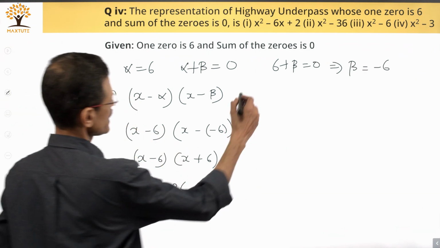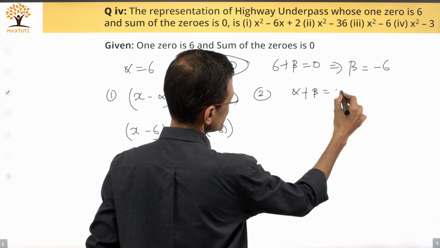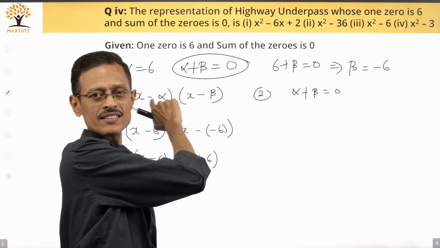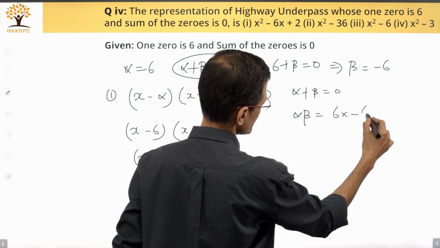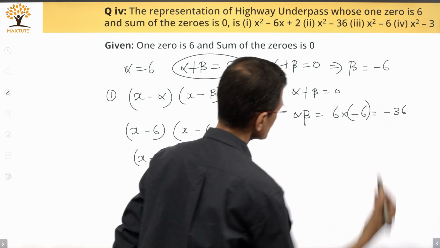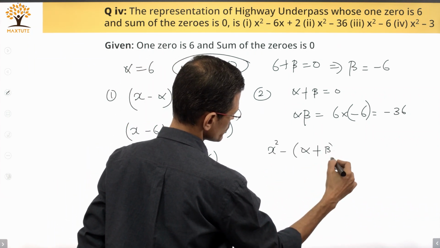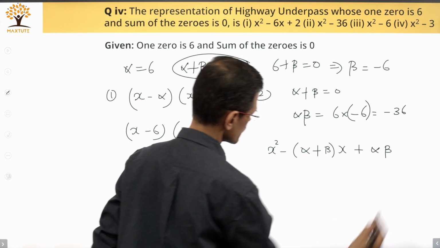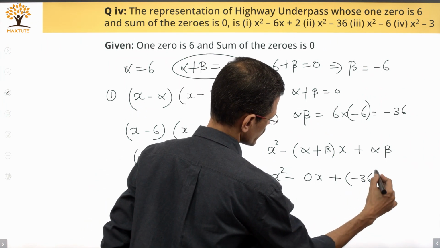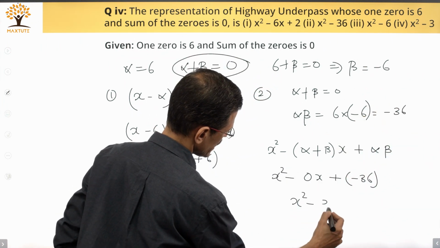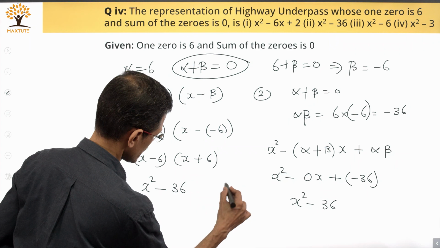This is method 1. Second method: we know the sum of the zeros alpha plus beta is equal to 0. We have found out the zeros as minus 6 and 6; 6 given to us, minus 6 we have computed. So the product of the zeros is equal to 6 times minus 6, which is equal to minus 36. Now the quadratic polynomial is going to be x square minus sum of the zeros times x plus product of the zeros, which is x square minus 0x plus of minus 36, because the product is minus 36, which translates to x square minus 36. You will get the same answer whichever method you go with. Which is the answer? Choice 2 is the correct answer.